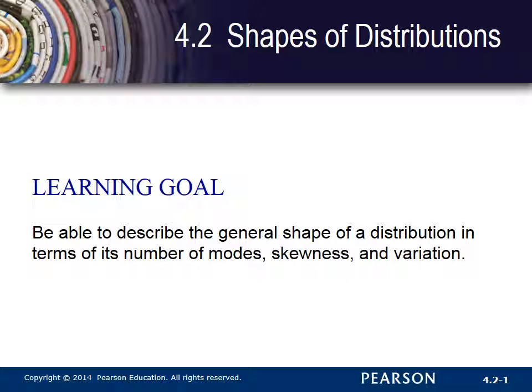So you're going to be able to describe the general shape of a distribution in terms of its number of modes. We'll have vocabulary for that. Skewness, vocabulary for that. And variation we're going to talk about for about 1 second because 4.3 is all about the measures of variation.